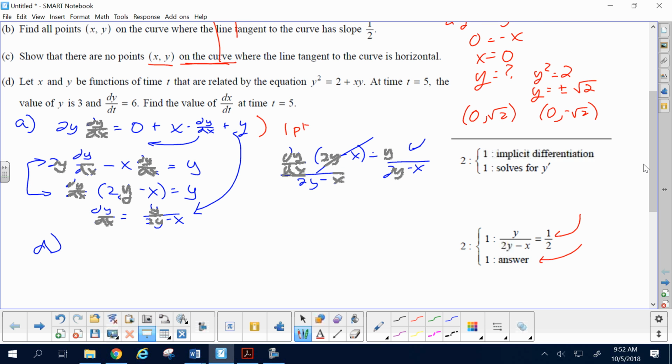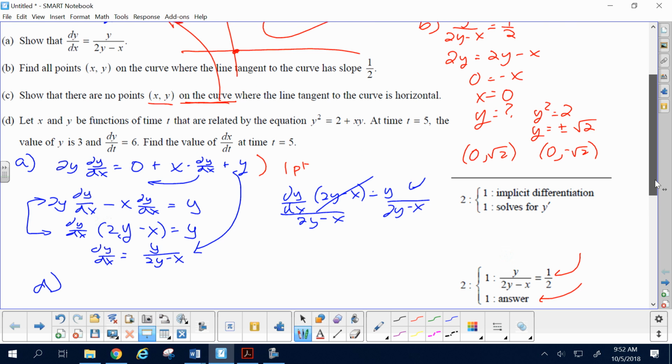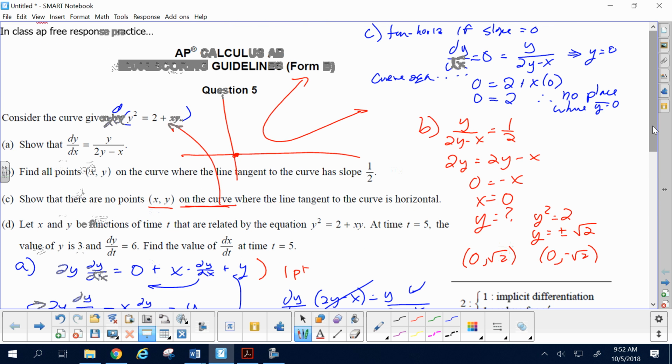Differentiating with respect to time now. I've got this equation, but I'm not taking the derivative of y with respect to x like I did in part A. Now I'm taking the derivative of the whole thing with respect to t. So if I take the derivative of the original with respect to t, the derivative of y squared with respect to t, what is it? Chain rule. Derivative of the outside is 2y times the derivative of the inside. Now I'm saying what's the derivative of y with respect to t?